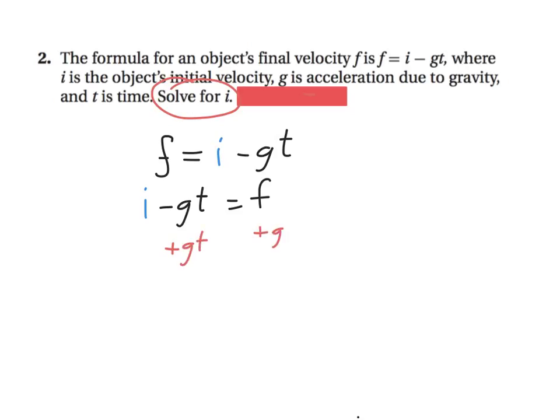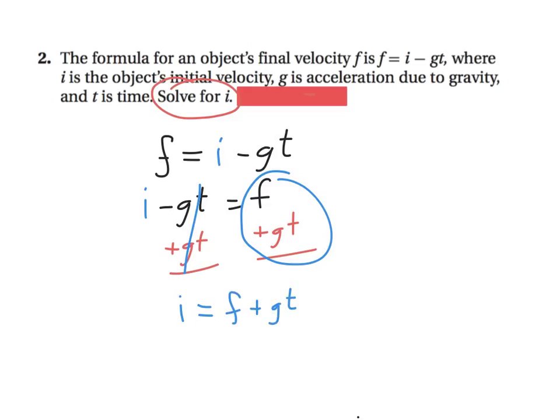Don't worry what kind of a thing GT is. It's just a product. It's an expression. The thing is we need to add it to both sides so we can isolate I. So on this side I end up with I equals. And over here I have to do whatever this math is, F plus GT. Don't really know what F plus GT is, so I'm just going to write it down.